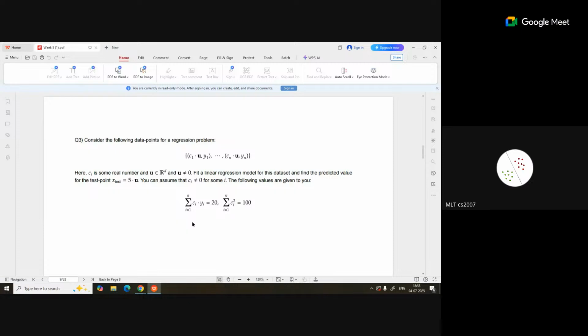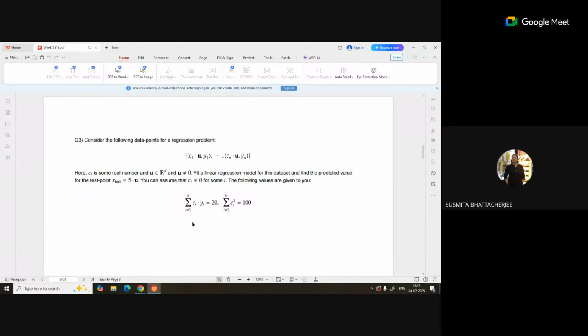So you will have to use that loss function definition. What is the loss function for linear regression? It is the summation of i equals 1 to n of (w transpose xi minus yi) whole square, right? You will have to use that and the gradient.